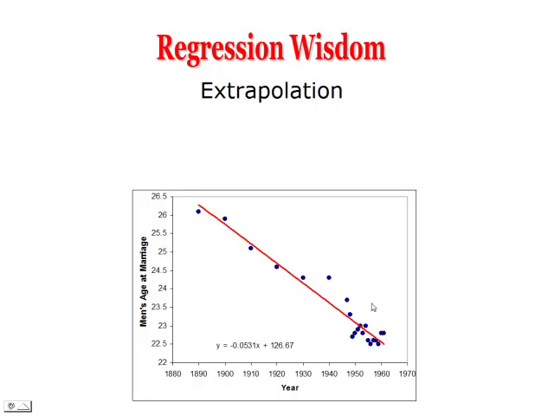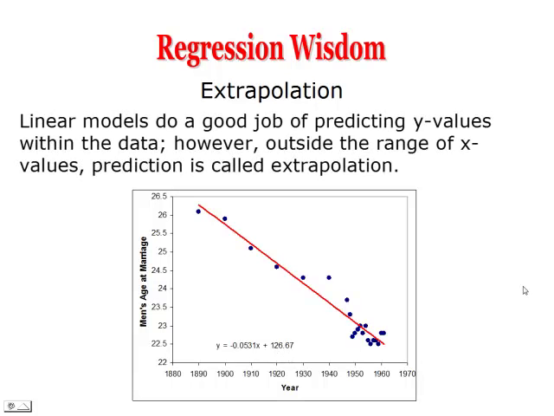We have fitted a line of best fit. We got y hat equals negative 0.0531x plus 126.67. Linear models do a good job of predicting y values within the data. However, outside the range of x values, prediction is called extrapolation.